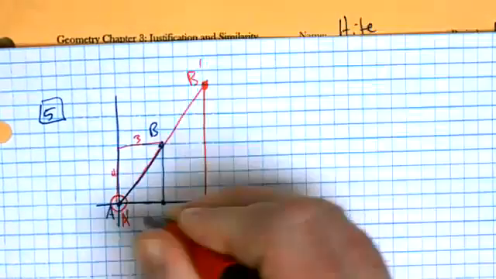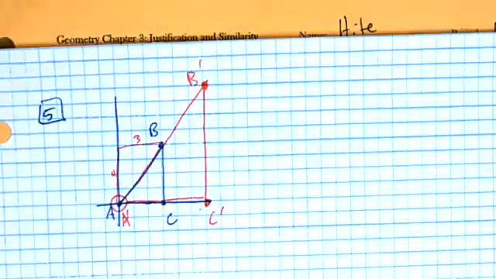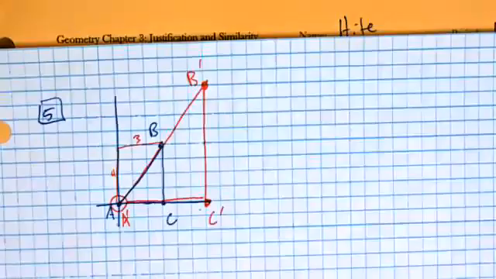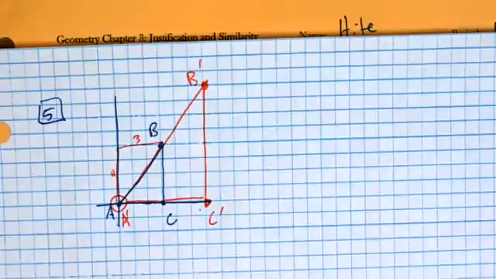So there's my new triangle. Kind of overlaps a little bit with the original one. And since it's a scale factor of 2, it should be twice as big. So I need to get some input from you guys on this format.